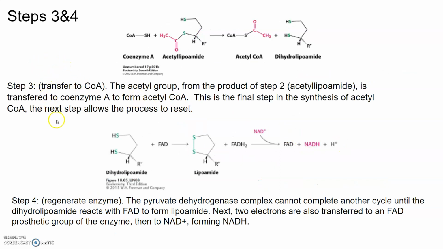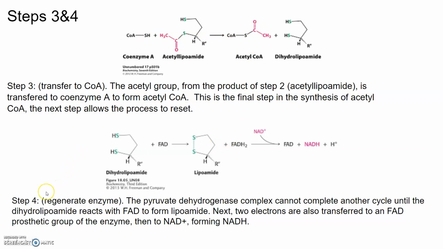Step 3, which is transfer to CoA. The acetyl group from the product of step 2, acetyl lipoamide, is transferred to coenzyme A to form acetyl-CoA, and this is the final step in the synthesis of acetyl-CoA. The next step basically just allows for the process to reset. So you can see here the acetyl group from the product, which was acetyl lipoamide, is transferred to coenzyme A. So you just see the replacement of the hydrogen right here with the acetyl group.